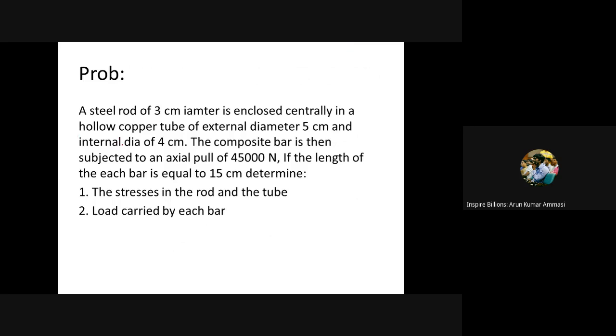So here you can see a steel rod of 3 cm diameter enclosed centrally in a hollow copper tube with external diameter 5 cm and internal diameter 4 cm. This total composite bar is subject to an axial pull, or axial load, of 45,000 N, and the length of the bar is given. We are expected to calculate the stresses in the rod and the tube and the load carried by each.